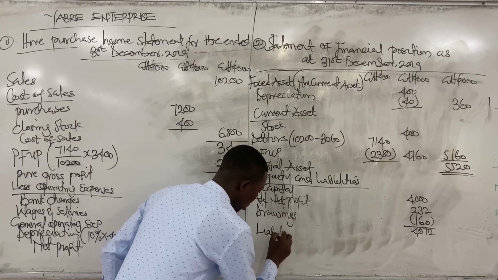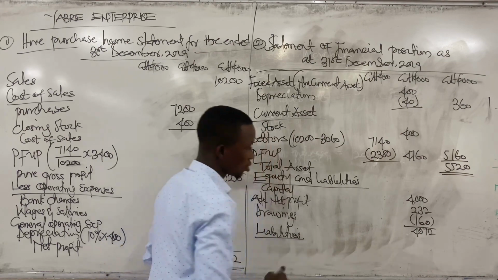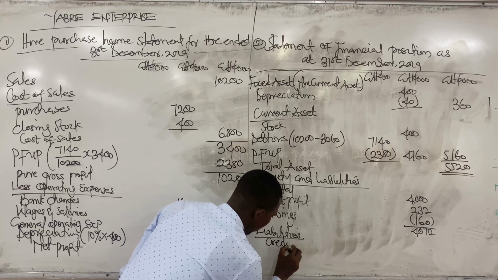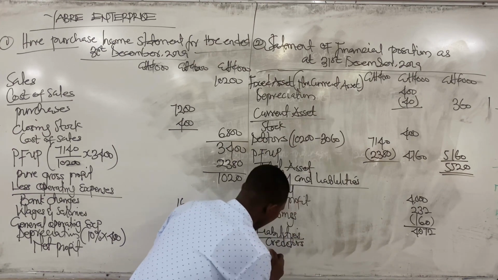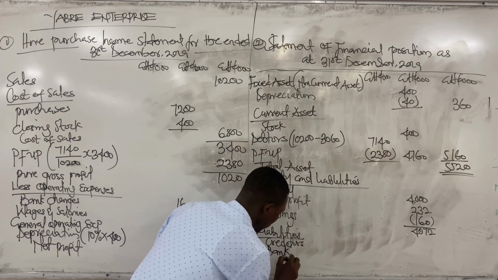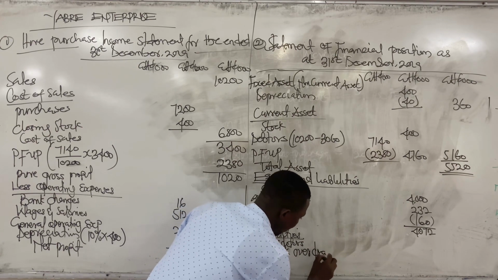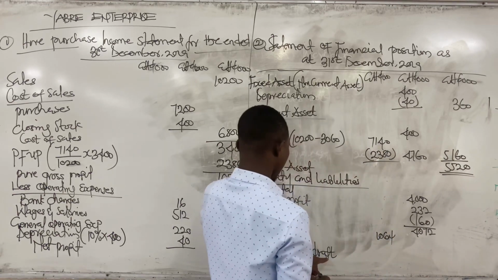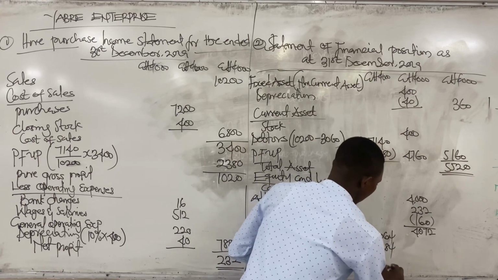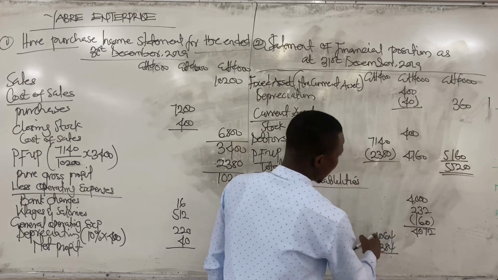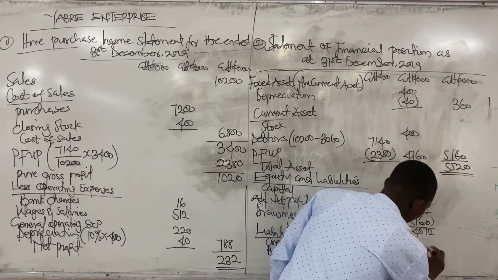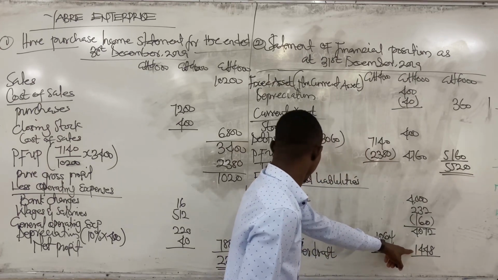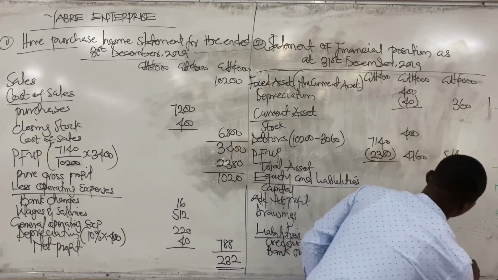Okay, after this we look at the liability component. We look at the liabilities. So with the liabilities from the question we have creditors and bank overdraft. Creditors is 1,064 and the bank overdraft is 384. Okay, and when we sum these two, it will give us 1,448.